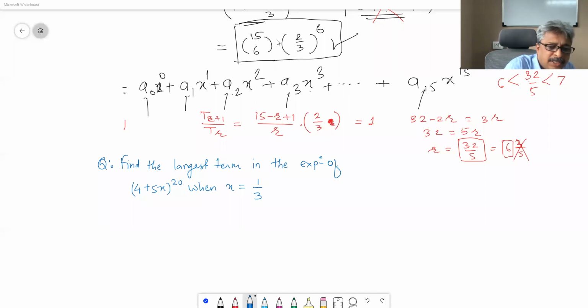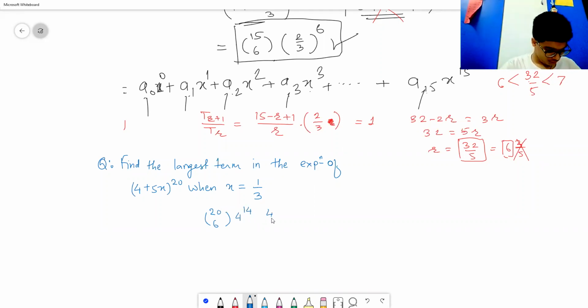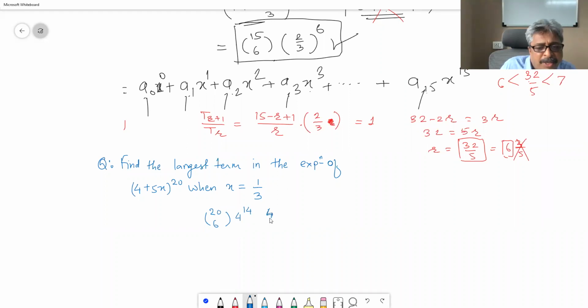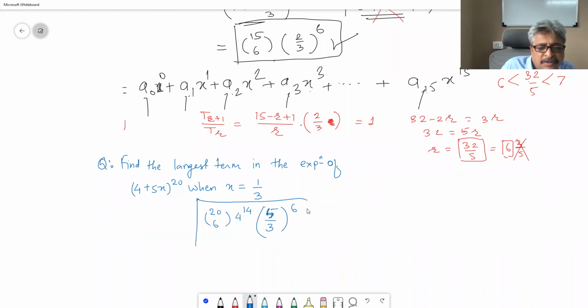For this, tell me: 20 choose 6, 4 raised to 14, 5 by 3 raised to 6, whole raised to 6. This is the answer. Okay, I think we have played good enough with the largest term, and we should do something else now.